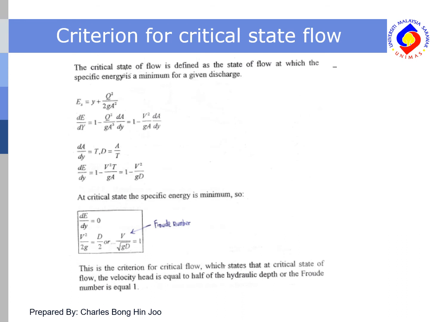So, in terms of the criterion for the critical state of flow, at critical state, the specific energy is minimum. In other words, your dE over dy will be equal to 0. So from there, v squared over 2g will be equal to D over 2, or in other words, your v divided by square root of gD will be equal to 1. So the expression of v divided by square root of gD is actually the Froude number.